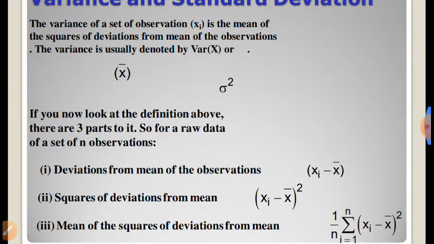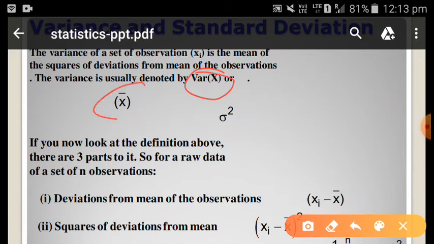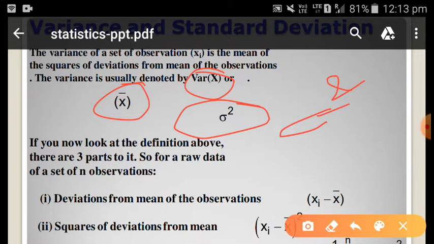So now the next topic is variance and standard deviation. The variance of the set of observations xi is the mean of the squares of the deviations. From the deviations you find, their squares should be found out, and those squares should be added, and then divided by the number of observations. The variance is usually denoted by this symbol, variance of x, and here it is given as sigma square.